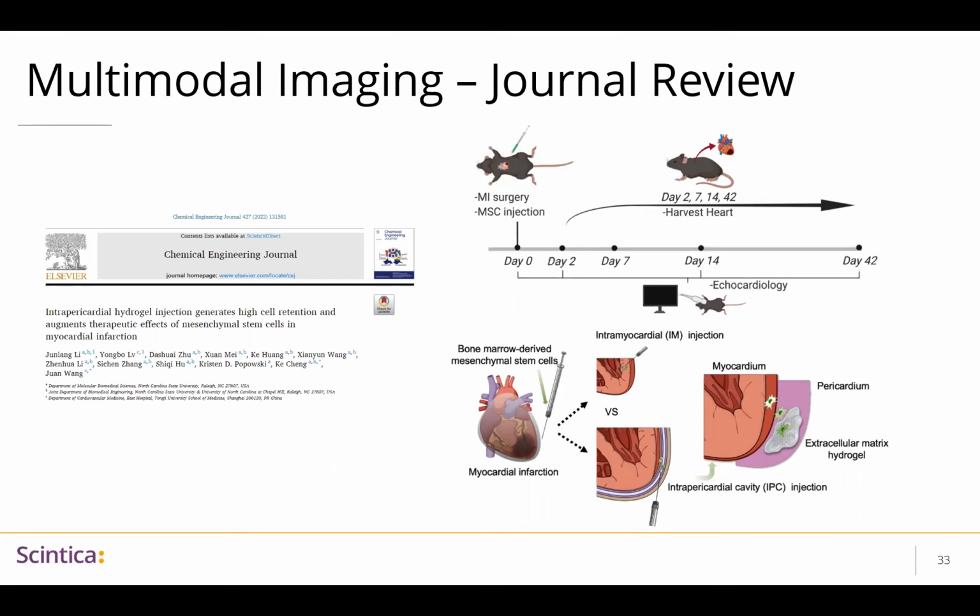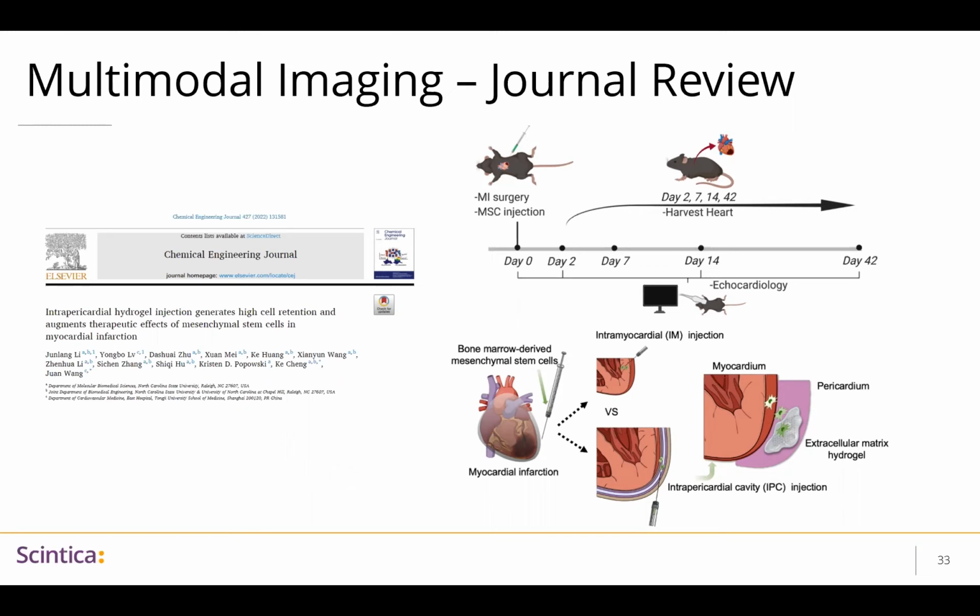So to finish up the presentation today, we're going to take a look at a few papers looking at multimodal imaging. This paper is from a group at North Carolina State University here in the US. They wanted to look at the therapeutic effect of different cell therapies on heart disease, specifically following myocardial infarction. The challenge in this model is cell retention rate in the area of injury.